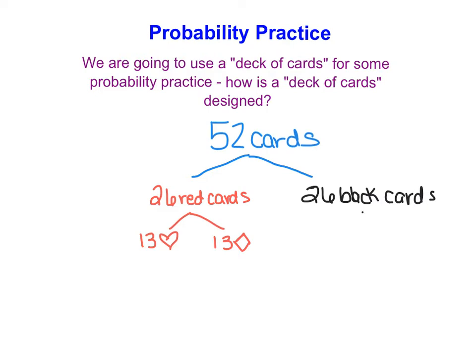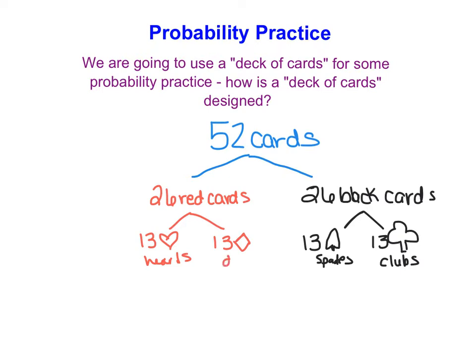In the black cards, we actually have 13 spades, which I'm kind of bad at drawing, but we'll go with that. So these are called spades. And then I have 13 clubs. So we have hearts, diamonds, spades, and clubs. Now, if you aren't familiar with the deck of cards, these are called your different suits. So we have 4 different suits of cards.